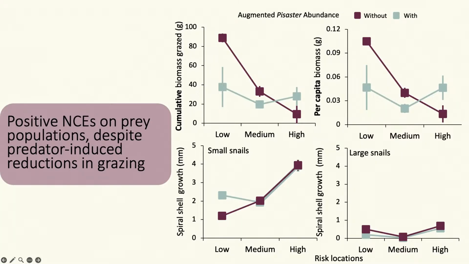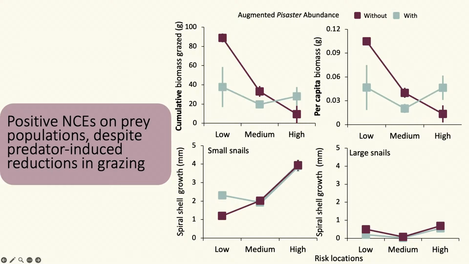So that's pretty cool. Now, go back, if you remember, I said that part of the experiment was also that we would artificially augment Pisaster around some of the plots and leave some of the plots with just background density of Pisaster. And so we can look at the results of that manipulation here on grazing, which are the top 2 panels, and then snail growth. So let's just look at the top 2 panels first. It's cumulative biomass grazed of algae and then per capita biomass, per snail, right? And the purple symbols are from the plots where we didn't artificially augment Pisaster around them. They might look pretty familiar to you because they're the same exact data from the initial plot that I showed you, right? So, predator density-dependent response of the prey.